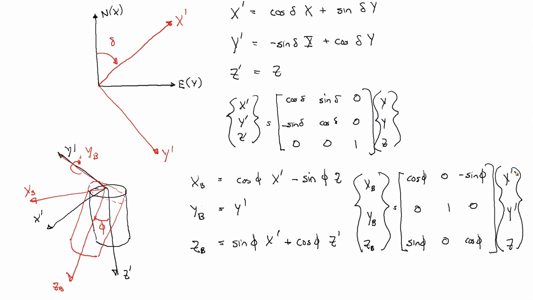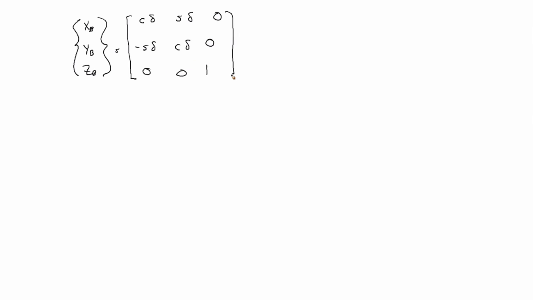So if I take this and plug it in with that vector, then I have a matrix times a matrix times a vector. Right? That gives us a transformation from x, y, and z, which is north, east, and down, into xB, yB, zB, which is in the wellbore. So if I do that, I'm just using shorthand, C is cosine, S is sine.